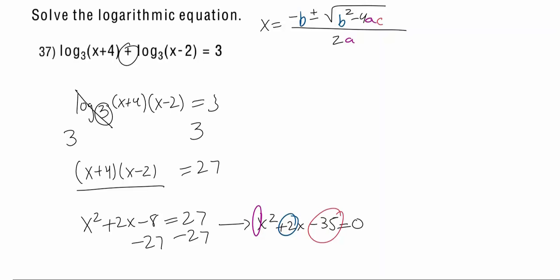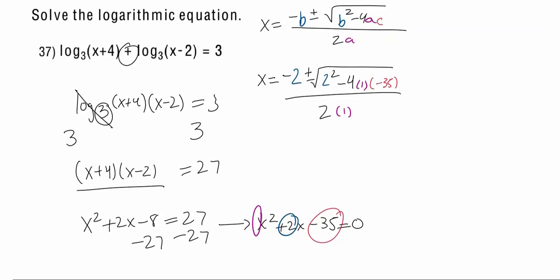Now we need to plug in our numbers for the equation. So now we have negative 2 plus or minus the square root of 2 squared minus 4 times 1 times negative 35, all over 2 times 1. When we multiply within our square root function, we end up getting the square root of 4 plus 140, and then that's negative 2 plus or minus that square root all over 2.